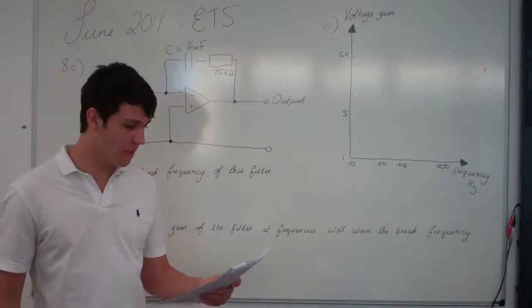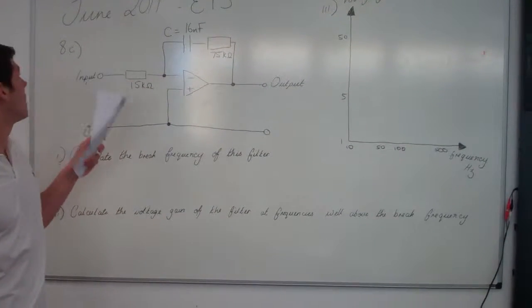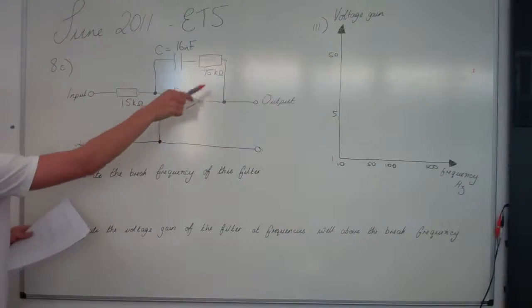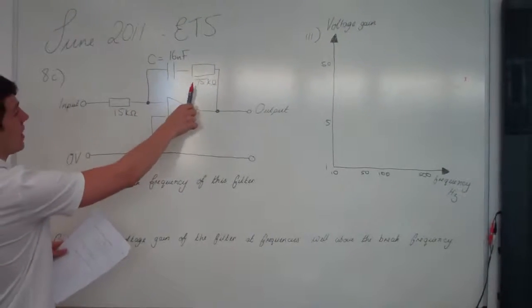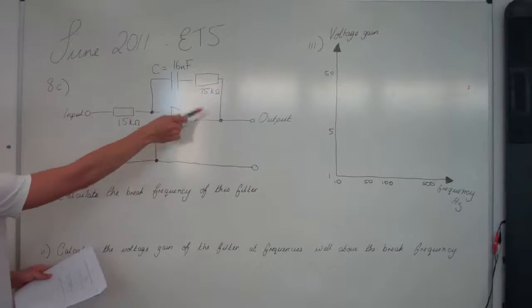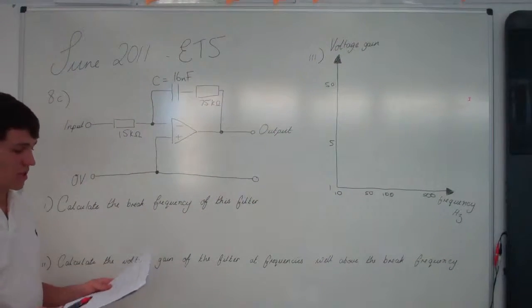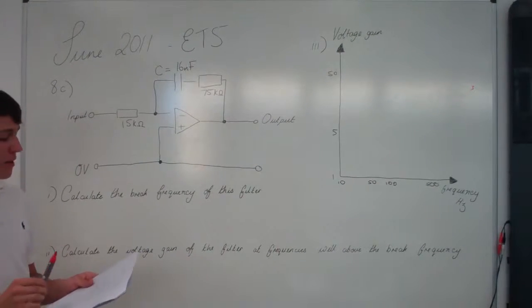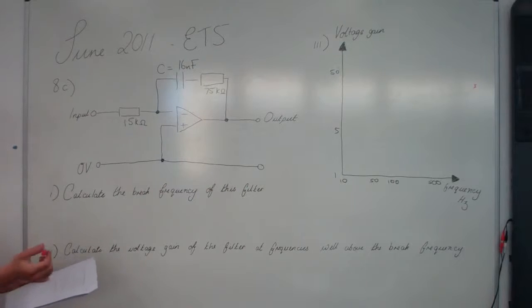Okay. Alright then, on to question 8 part C. You're given this diagram here, and we know this configuration with capacitor and resistor in series in the feedback to the other resistor is a bass boost filter. So the first question is calculate the break frequency of the filter.